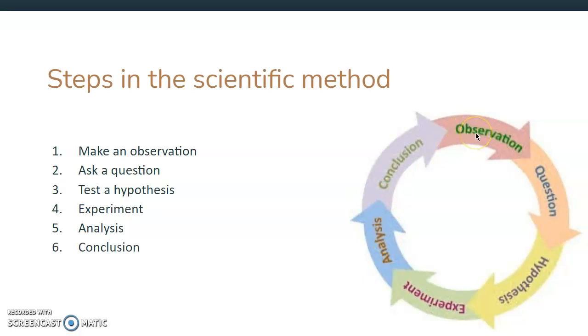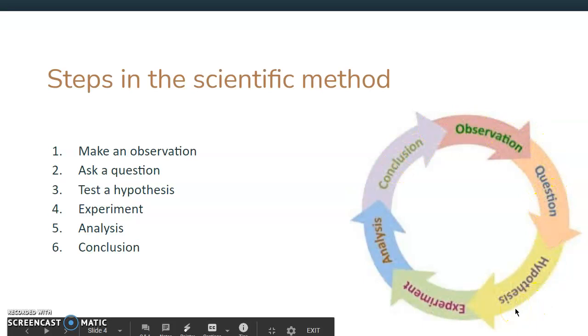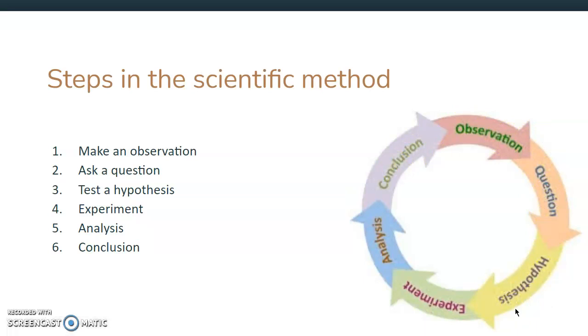I really like how this is in a circle, because a lot of the time we end with a conclusion and then have more questions or more observations that we didn't expect. Maybe we run our experiment, do an analysis, and notice that something's different than what we thought it would be. So we make another observation, another question, another hypothesis, and it can keep going over and over.